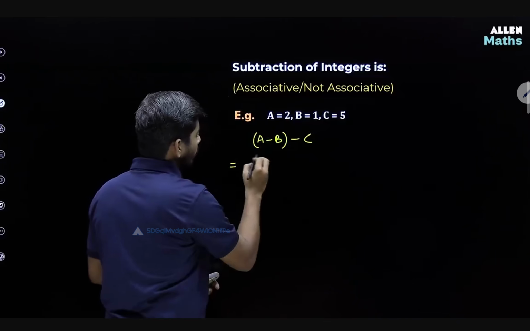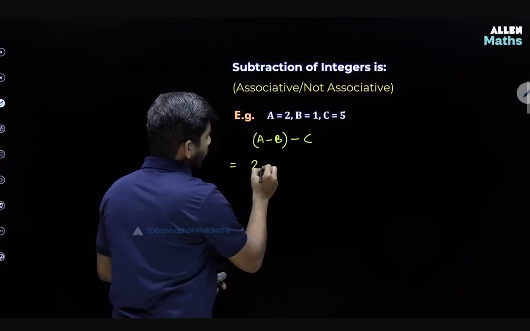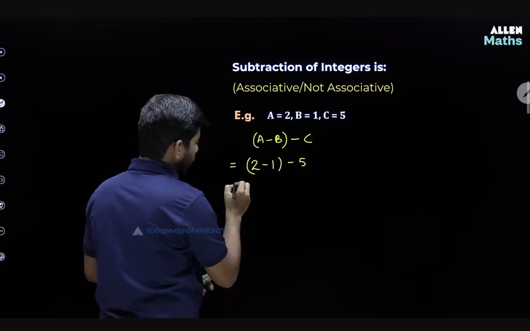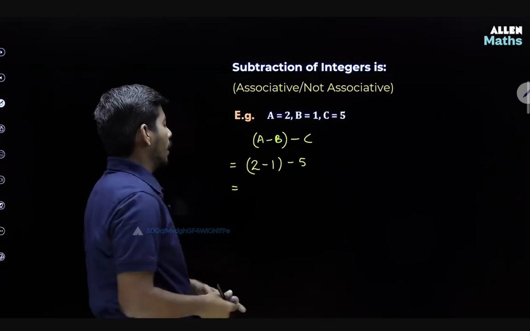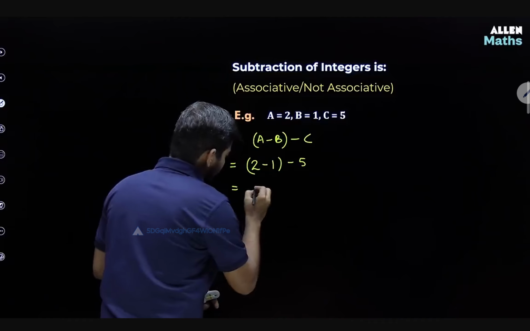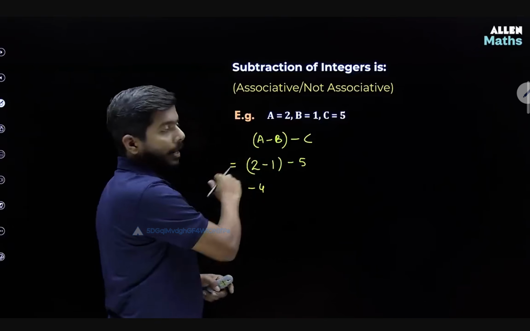Now 2 minus 1 and minus 5. So the result will be: 2 minus 1 is 1, and 1 minus 5 is negative 4. So here we are getting negative 4.